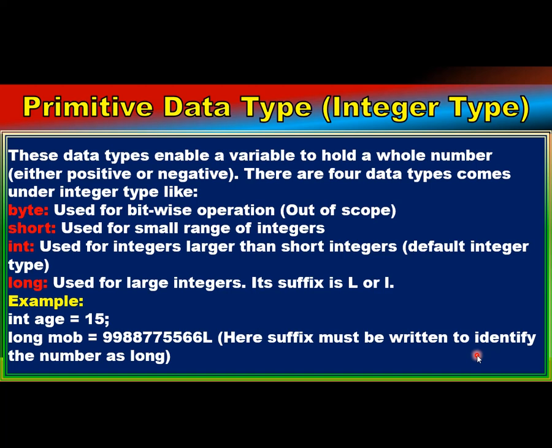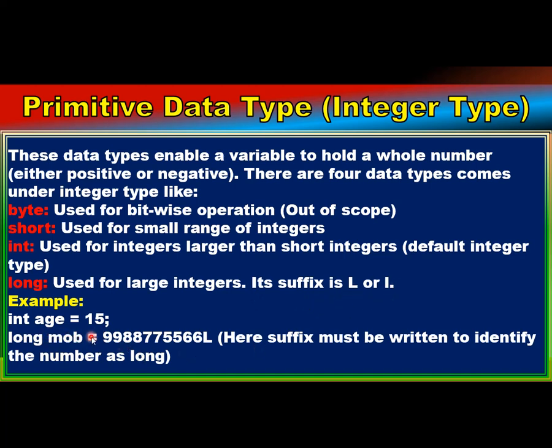Next, explanation of all data types. First one, integer type. Basically, integer data types enable a variable to hold a whole number, both positive and negative. In this category there are 4 data types: byte, short, int and long. Byte is used for bitwise operation. Now it is out of scope. Next is short, used for a small range of integers. Int is used for larger integers, and it is the default integer type. And long is used for large integers, and its suffix is capital L or small l.